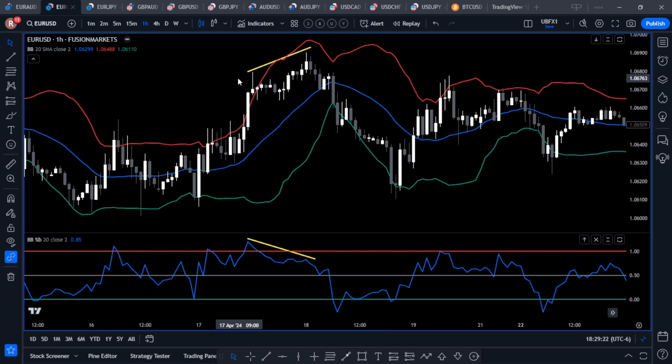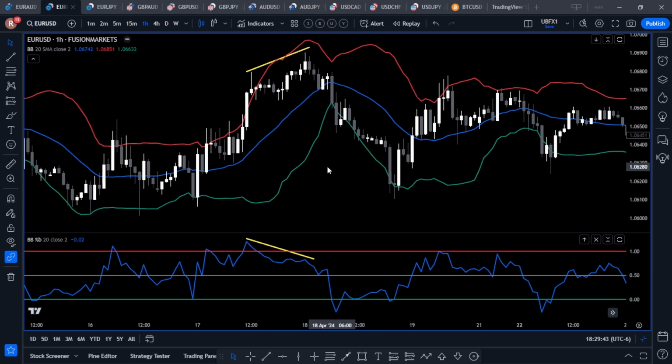Now, there's three different ways that this could play out. Price will try to get to this 20 SMA, this middle band. Price will continue to the opposite side, the opposite band, or it will just continue to move down. In this case, we get past both bands and the price continues to drop. So we get a nice trade on this one.